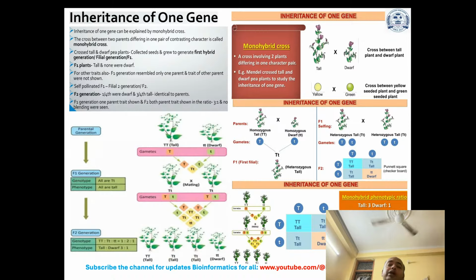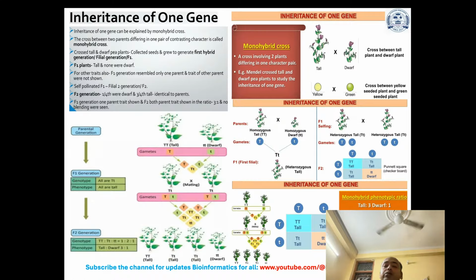Self-pollination of F1 gave the filial 2 generation, or F2. In the F2 generation, 1/4 were dwarf and 3/4 were tall, identical to the parents. In the F1 generation, one parent's trait was shown, and in F2, both parents' traits were shown in the ratio of 3 to 1, and no blending was seen. Now, this is the same thing. It has been shown here in this figure, which you can see here. So, this is representing the inheritance of one gene.